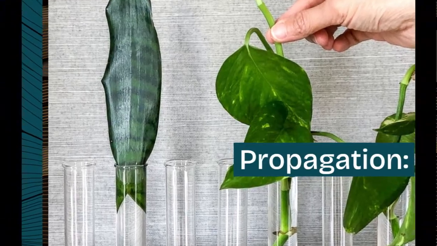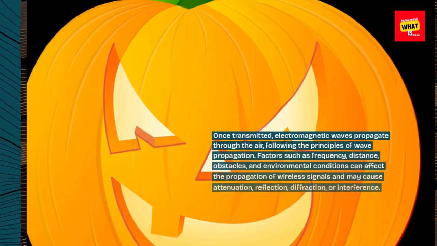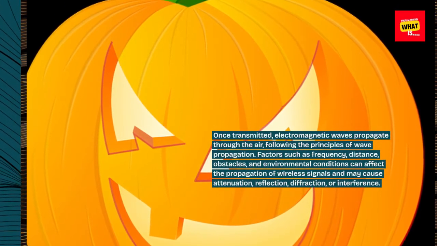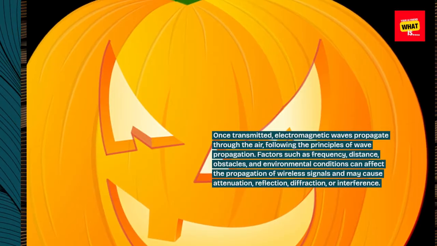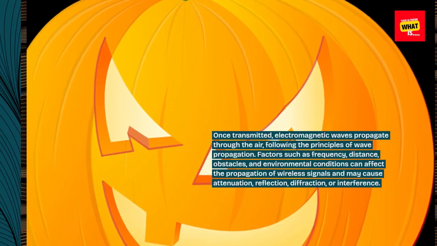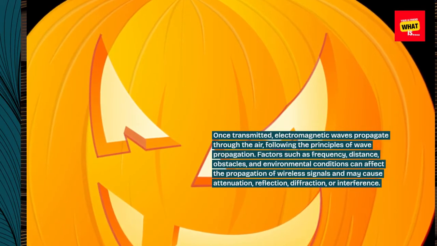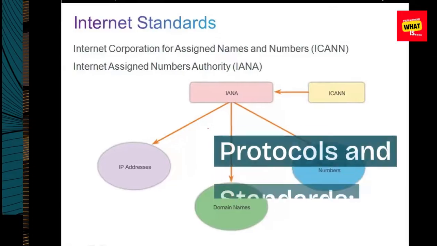Propagation. Once transmitted, electromagnetic waves propagate through the air, following the principles of wave propagation. Factors such as frequency, distance, obstacles, and environmental conditions can affect the propagation of wireless signals and may cause attenuation, reflection, diffraction, or interference.